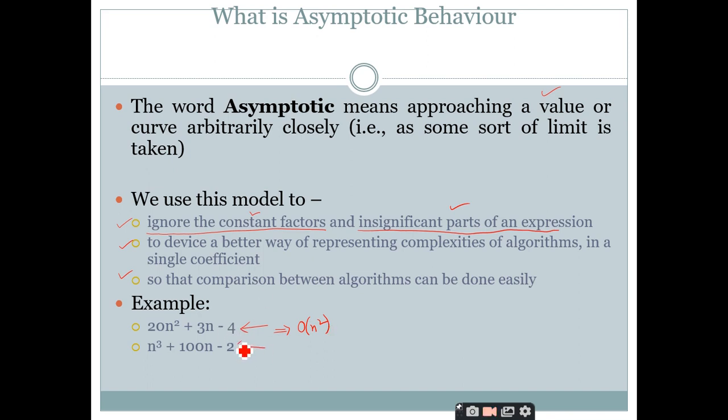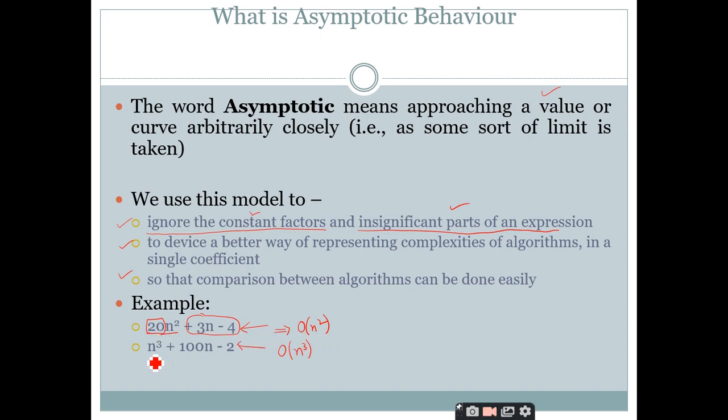Similarly, this particular expression n cube plus 100n minus 2 will evolve to big O of n cube. So what I am doing is, when I have a higher order term, the lower order terms can be neglected, and similarly when I have a combination of constants or coefficients, you can neglect the coefficients also. So ultimately this will lead to big O of n square.